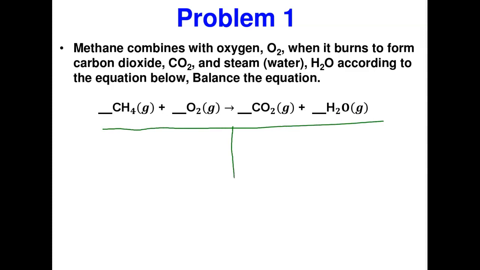I like using my red. Let's start. So what I'm going to do is count the number of atoms on both sides of the equation. The first one I have here is carbon. How many carbon do I have? I have 1 carbon here. And then hydrogen, how many hydrogen do we have here? 4 hydrogens. Then oxygen, how many oxygen do we have here?